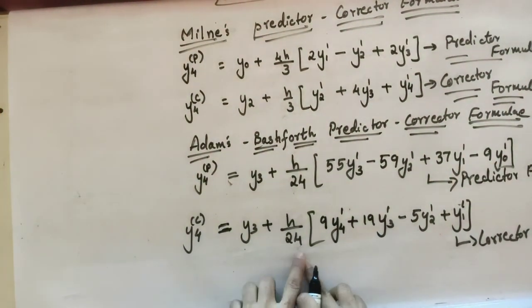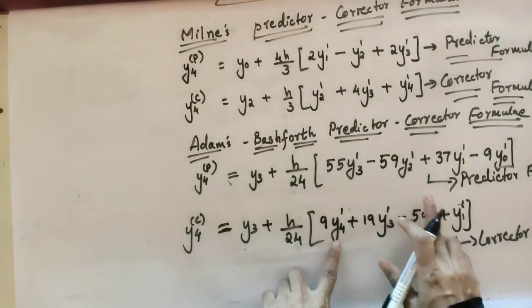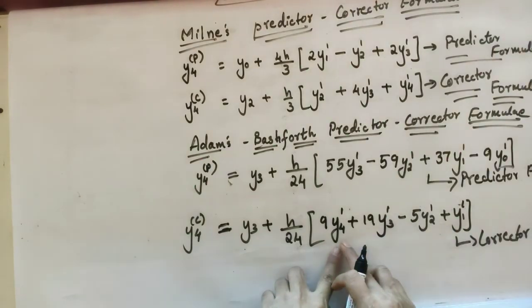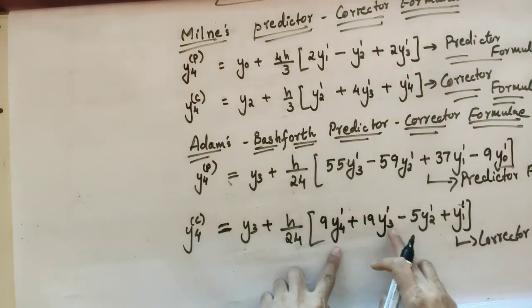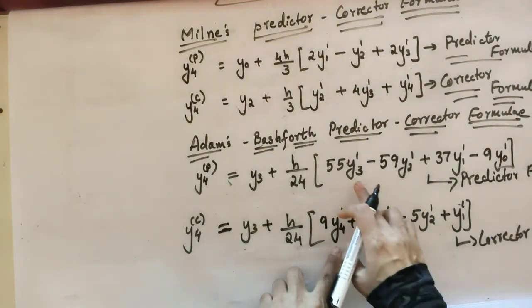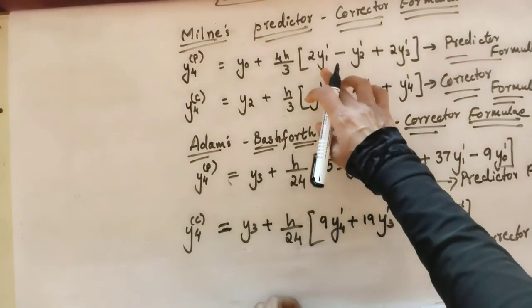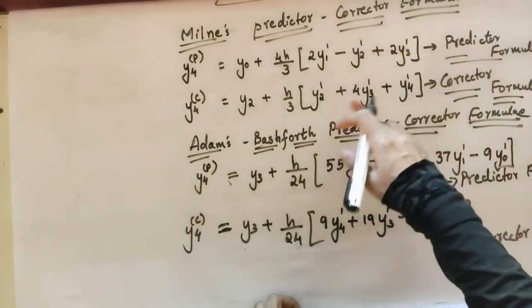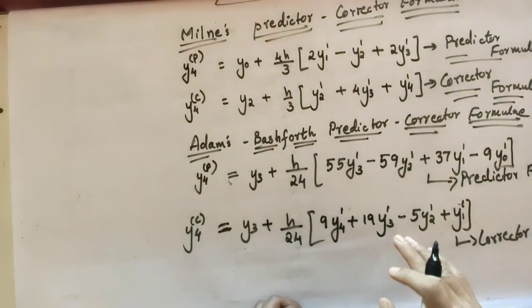Here in the corrector it is the same, but look at this. There is no alternating plus or minus sign, only one negative sign comes, that too with Y2 dash. And the decreasing pattern is followed: Y4 dash, Y3 dash, Y2 dash and Y1 dash, that is 4, 3, 2, 1. Before it was 3, 2, 1, 0. So all are decreasing. In Milne's it is increasing: 1, 2, 3, and 2, 3, 4. In Adams-Bashforth they are always decreasing. That is one common thing I can tell you.